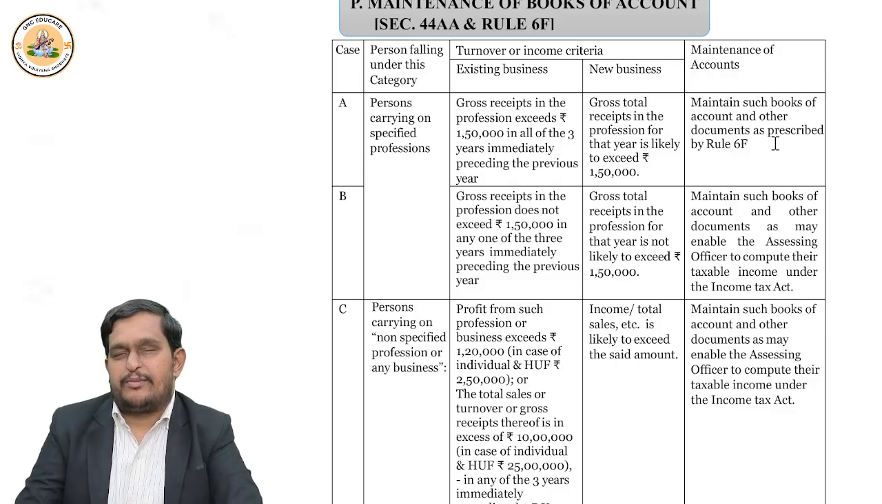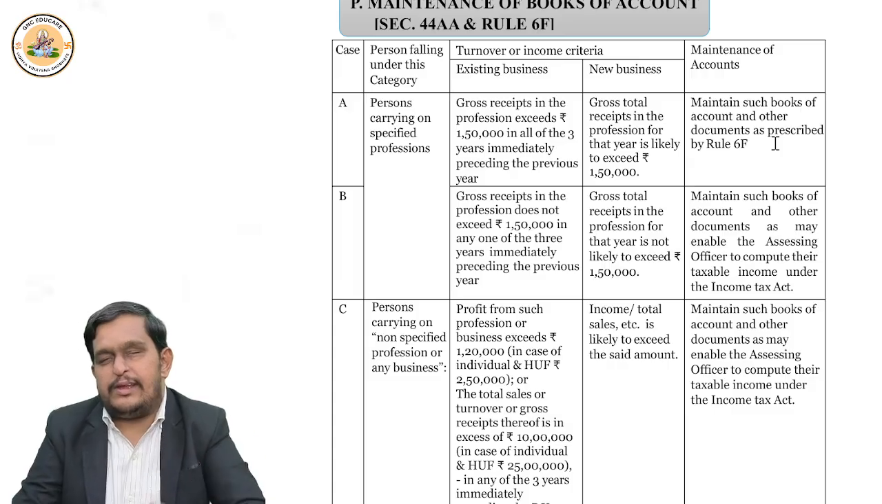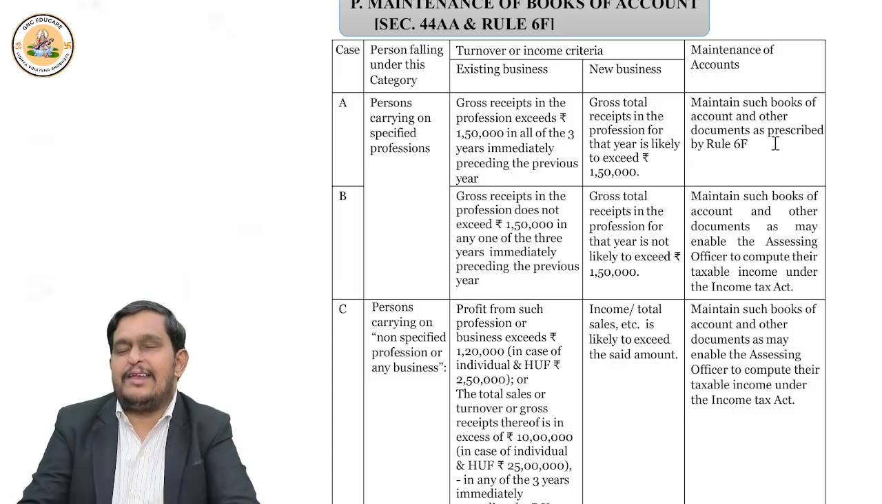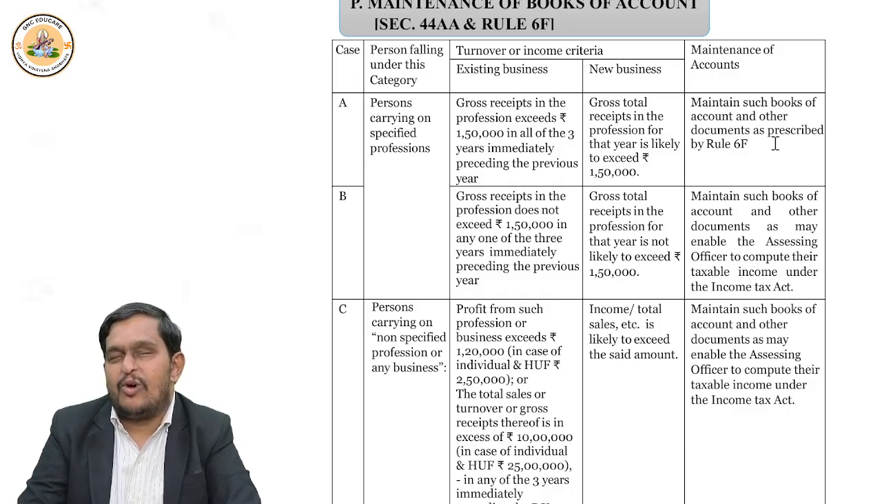But suppose, sir, I'm not a person who is doing business for so many years. I recently started the business. I'm a new businessman. Okay. Then in the current year, are your business gross receipts going to cross 1,50,000? If the answer is yes, then maintain books of accounts as per rule 6F.